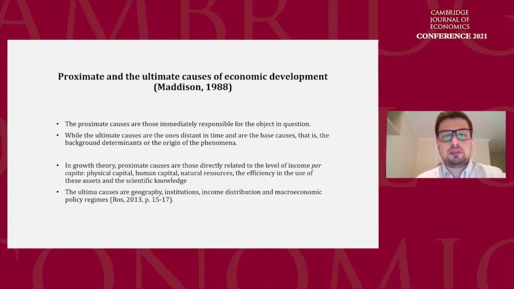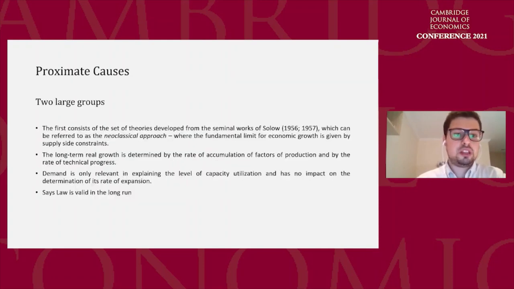In growth theory, the proximate causes are the ones directly related to the level of income per capita: physical capital, human capital, natural resources, and the efficiency in usage of total assets. For instance, Ross argues that the ultimate causes are geography, institutions, income distribution, and macroeconomic policy regimes.